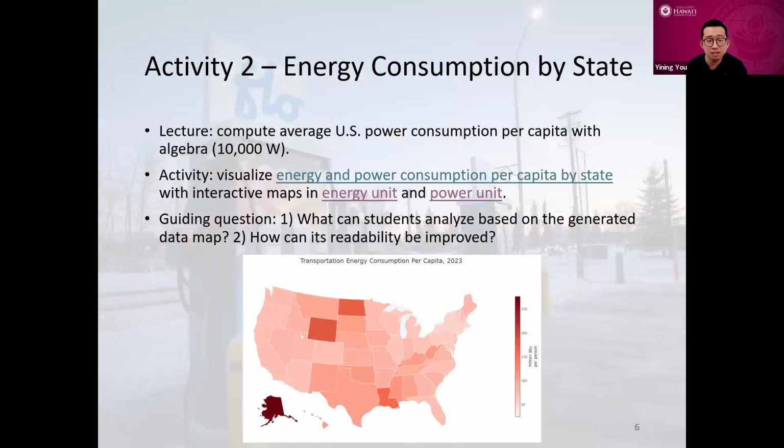The other activity is to visualize energy consumption by state. In the lecture, this is about lessons 6 to 8. And in the lecture, we computed the average US power consumption per capita with algebra. Basically, we just have the total kilowatt hours used by the US per year, and then we divide by the population. We do unit conversion and then divide by time. And the number was justified to be 10,000 watts.